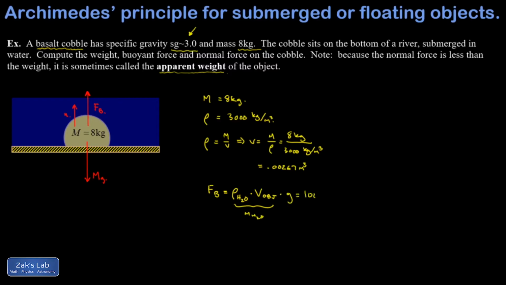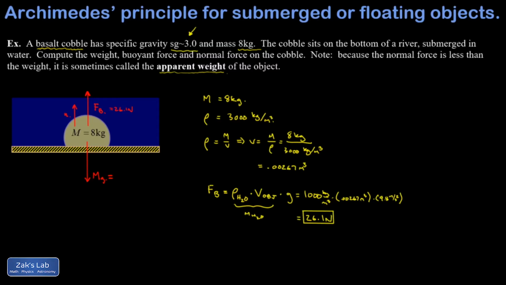So water is 1,000 kilograms per cubic meter. The volume of my object was 0.00267 cubic meters. And g, of course, is 9.8 meters per second squared. And when I run the numbers on this, I get 26.1 newtons. And I'll go ahead and put that up in my diagram as well. 26.1 newtons.